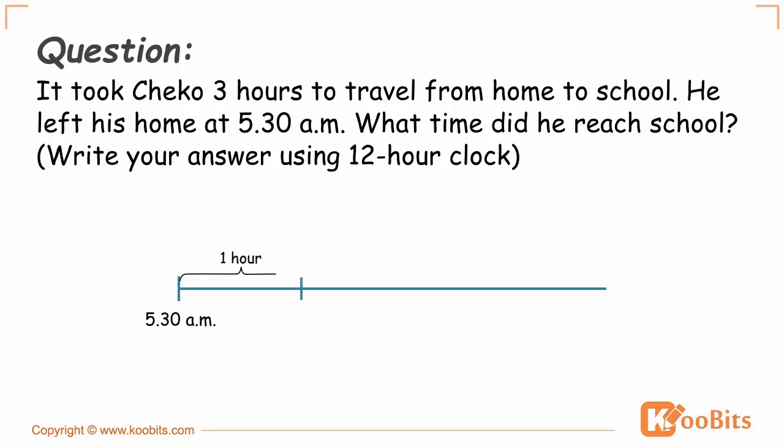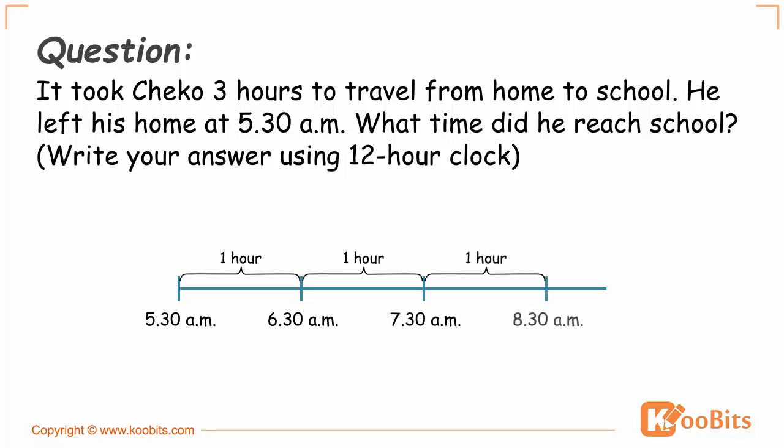1 hour after 5:30 a.m. is 6:30 a.m. Another hour after 6:30 a.m. is 7:30 a.m. The following hour after 7:30 a.m. is 8:30 a.m. Do you get it? Great! Let's move on to the next part.